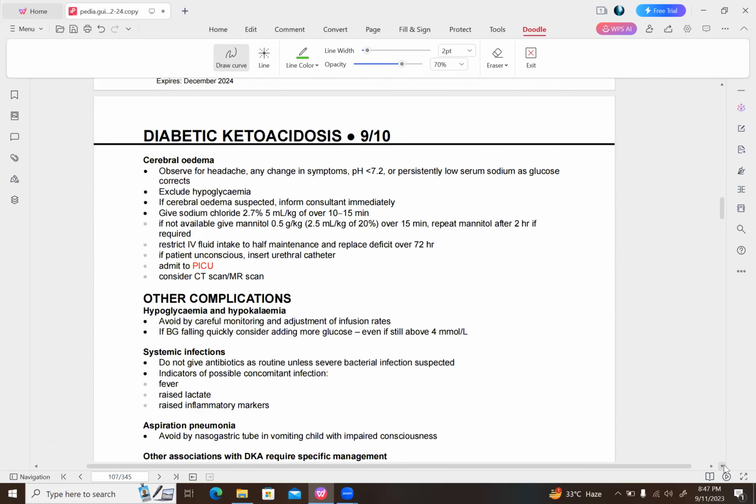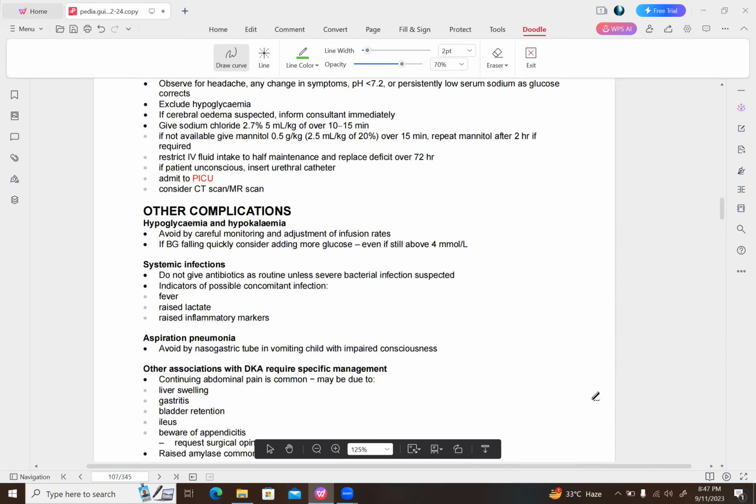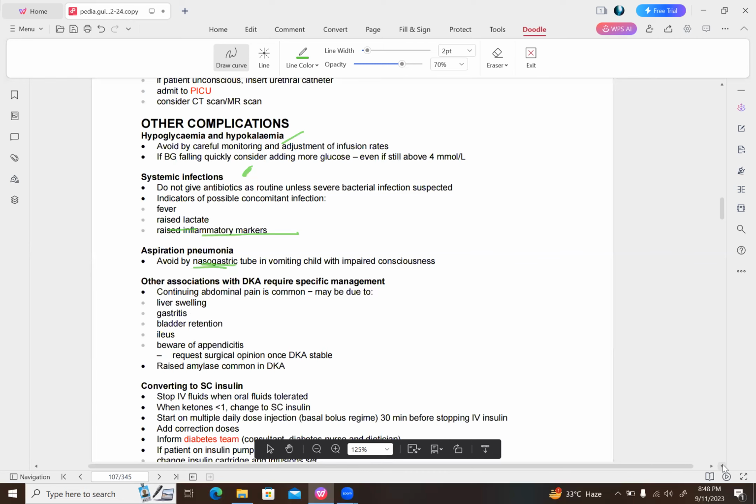Signs of cerebral edema. Discuss other complications, which can be hypoglycemia, hypokalemia, and systemic infections. You have to look at the lactate, the inflammatory markers, and the culture. Aspiration pneumonia can be one of the complications we can be asked about in the exam.